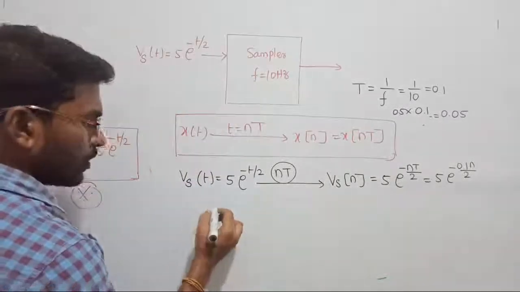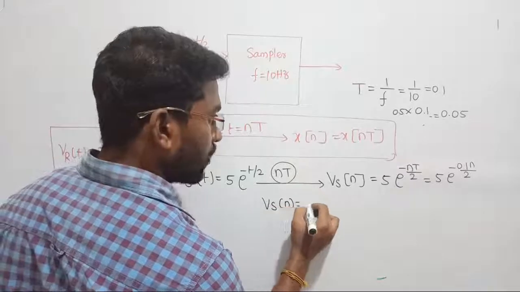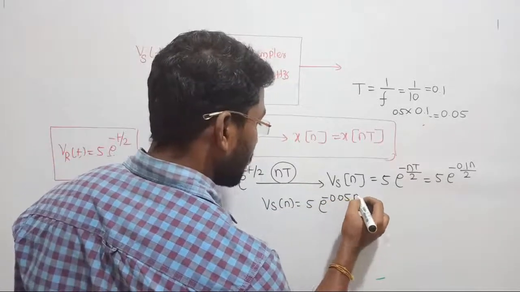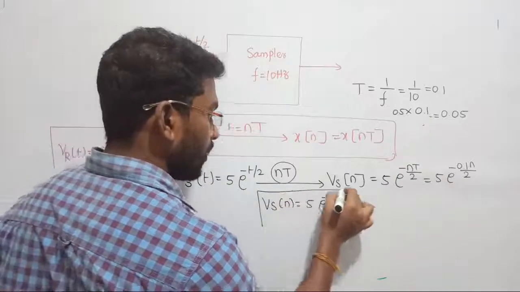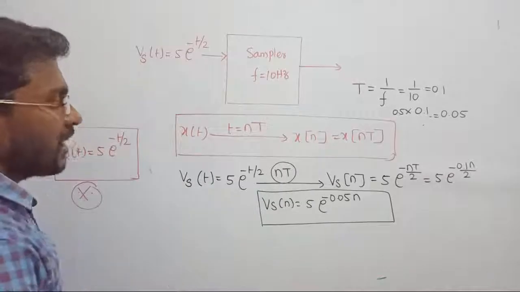Normal calculation. So after sampling, your output is going to be v_s of n is going to be 5 into e power minus 0.05 times of n. Yes, we got the answer happily, right? And we have started our journey.